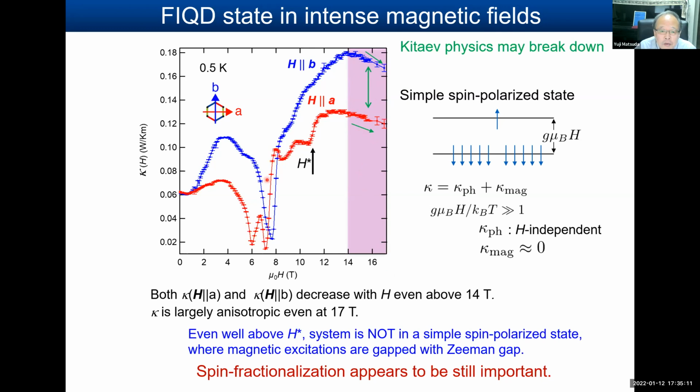In the simple spin polarized state, kappa is given by the sum of phonon and magnetic contributions. For instance, the Zeeman energy is much larger than the temperatures. The phonon contribution should be field independent, and the magnetic contribution should be zero because of the large Zeeman gap. Therefore, this result is inconsistent with the simple spin polarized state picture. So this result indicates spin fractionalization is still important, even at 17 Tesla.